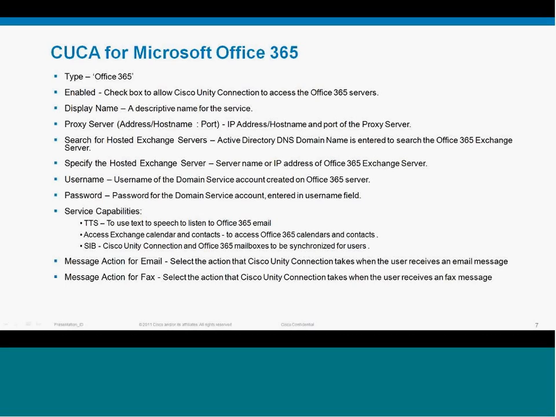Service capabilities. There are three service capabilities. TTS, to use text-to-speech to listen to Office 365 emails. Exchange calendar and contacts, to access Office 365 calendars and contacts. SIB, that is single inbox: Cisco Unity Connection and Office 365 mailboxes are synchronized for users.